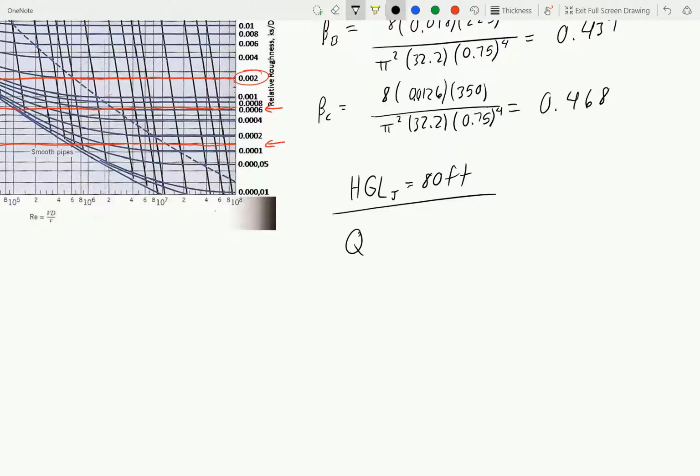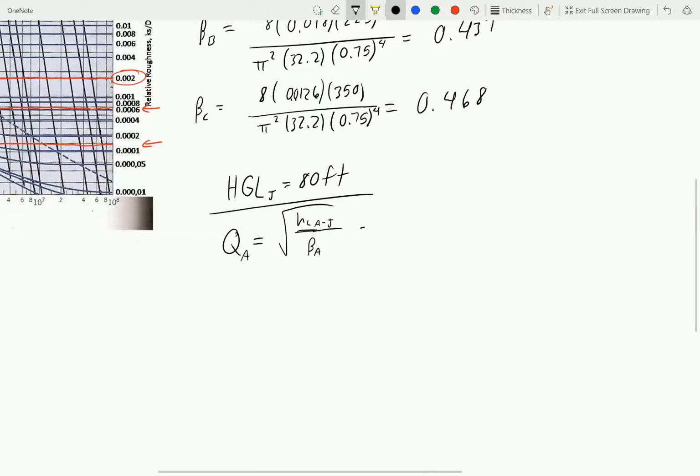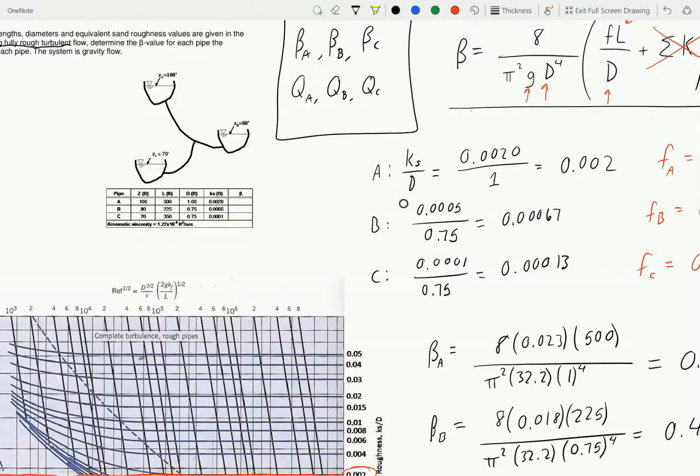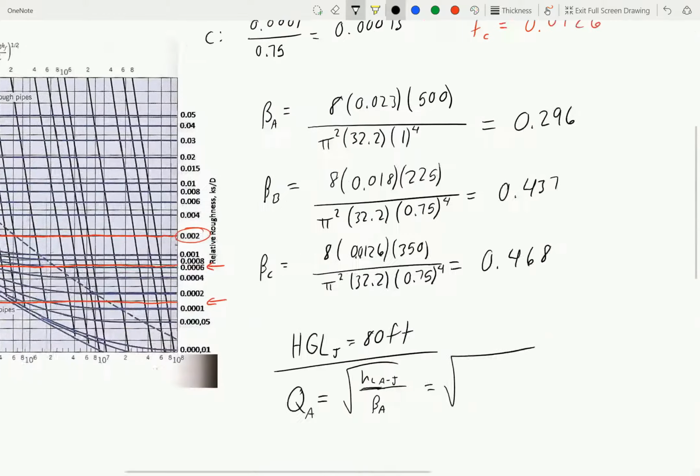So we have our Q is equal to the head loss, from A to J, over our beta value for A. And that's going to be, so our elevation from A to 80 is 20 feet, which is 100 minus 80.